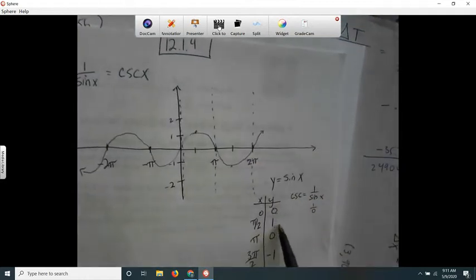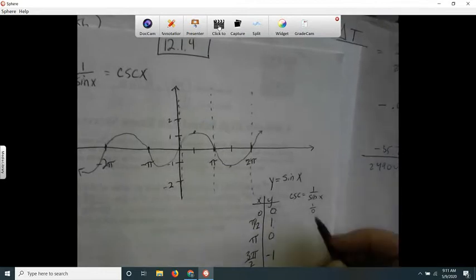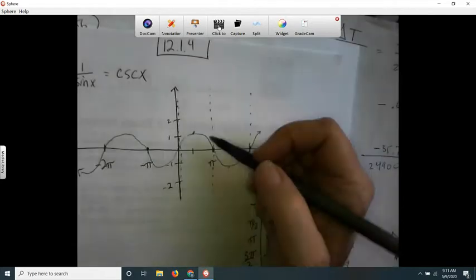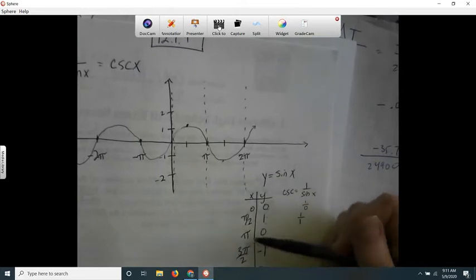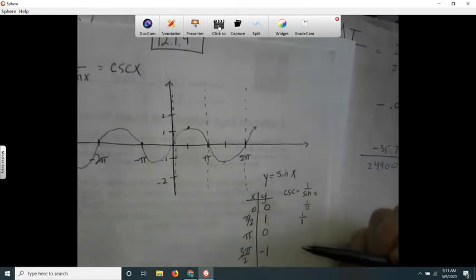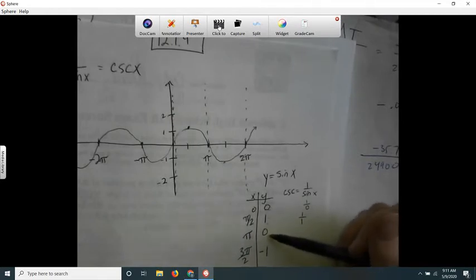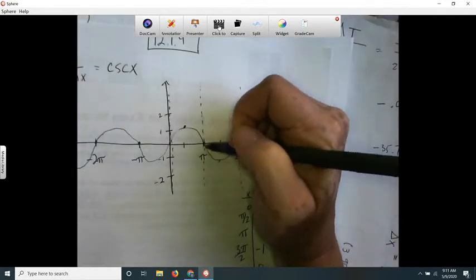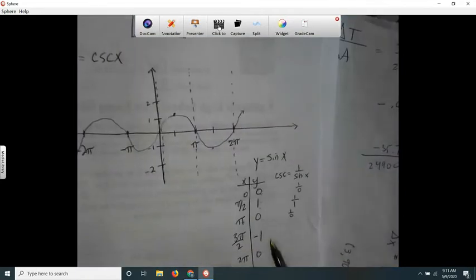So what would be cosecant of pi over 2? Well, it's going to be 1 over sine. So what's 1 over 1? 1 over 1 is 1. So cosecant is going to have a point right here. What is cosecant when the angle is pi? Well, it's going to be 1 over sine. Well, 1 over 0 is undefined again. So I get this. I hope you can understand that I'm getting this pattern. I get a -1 here.